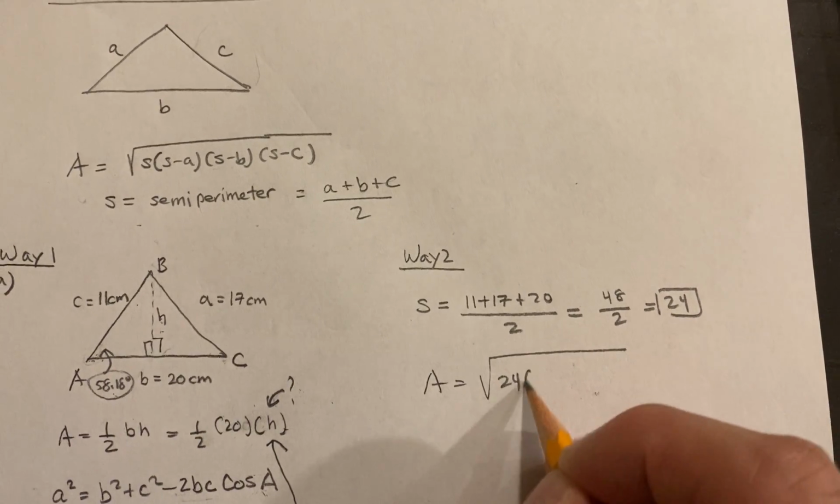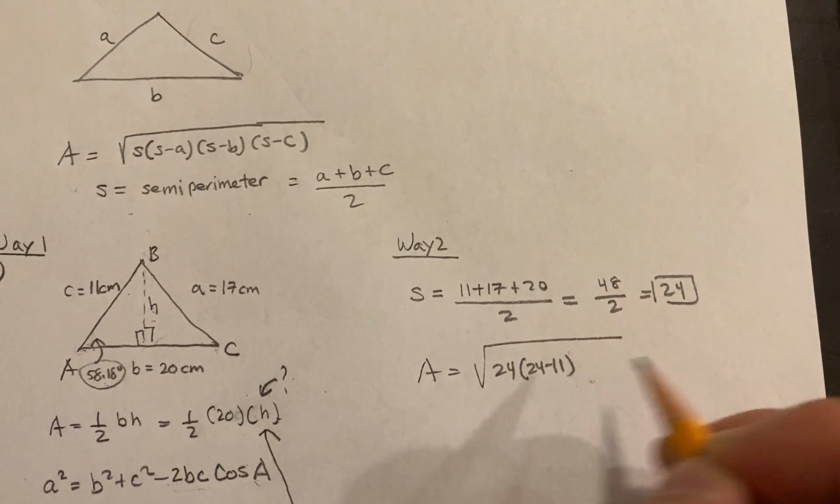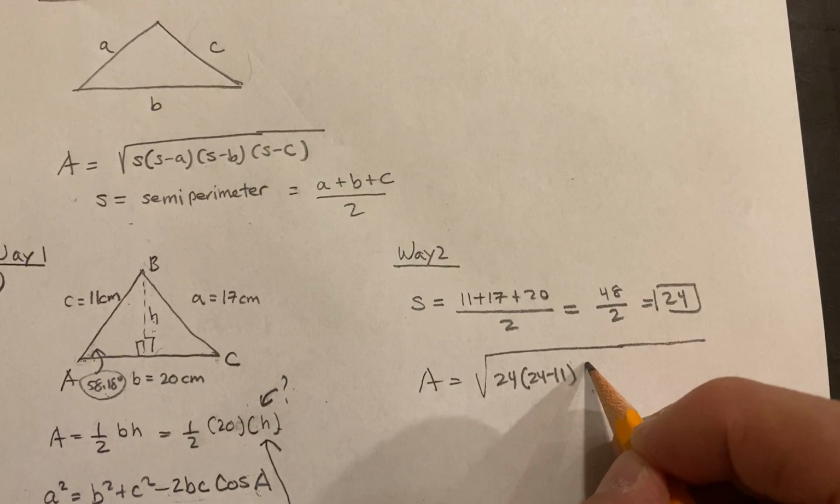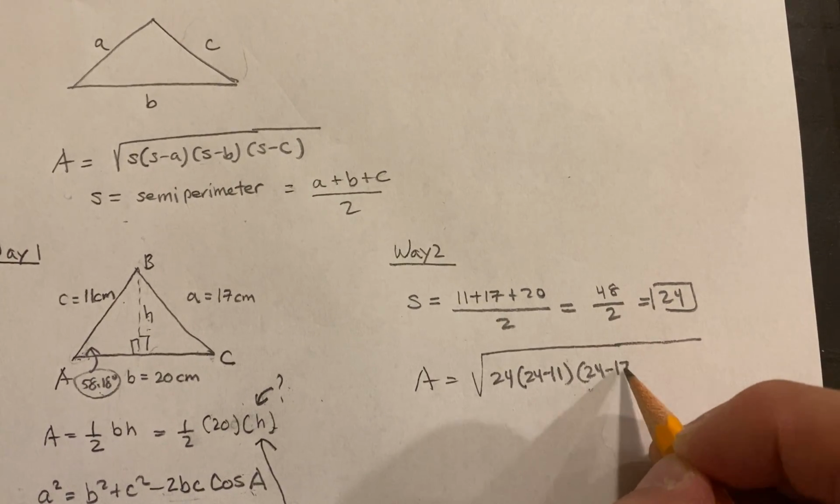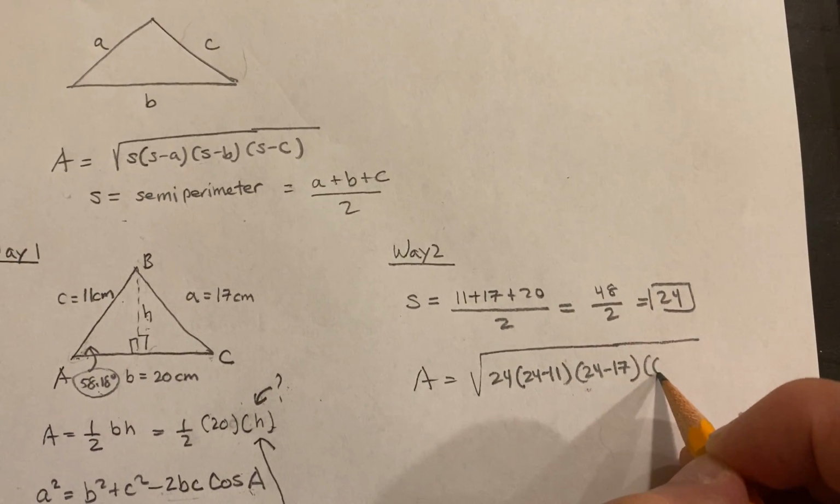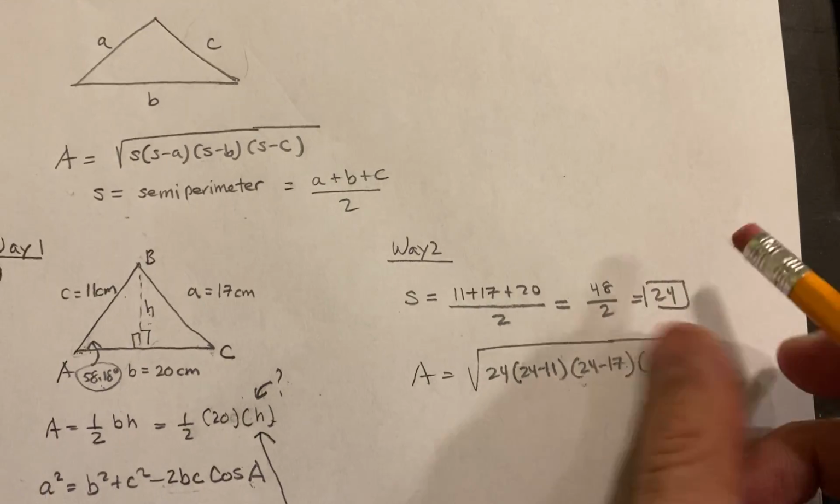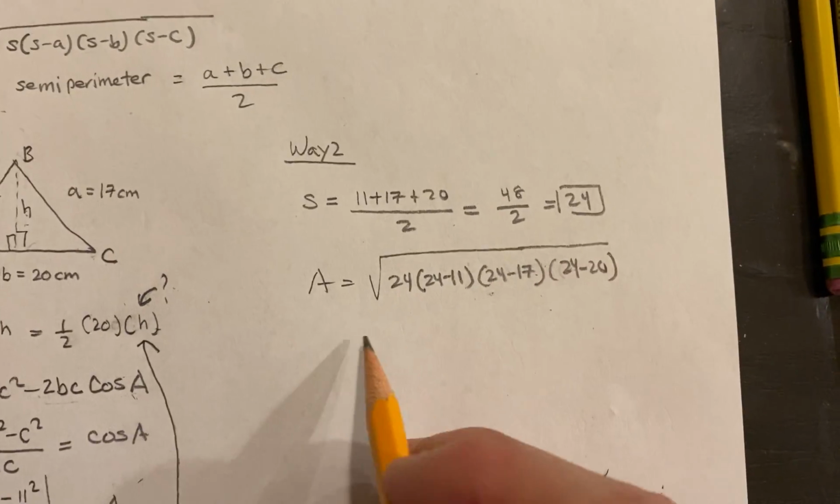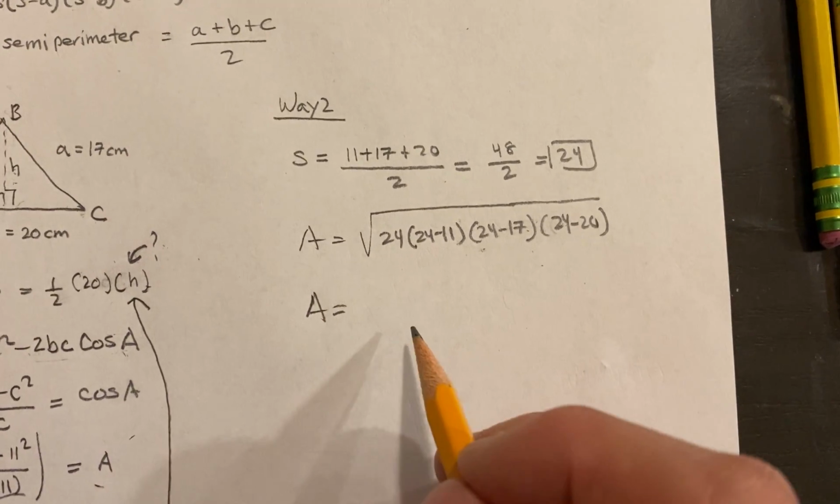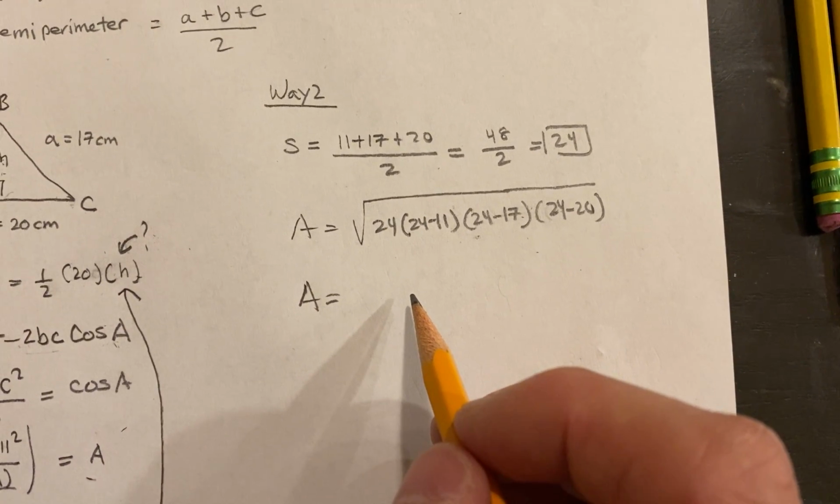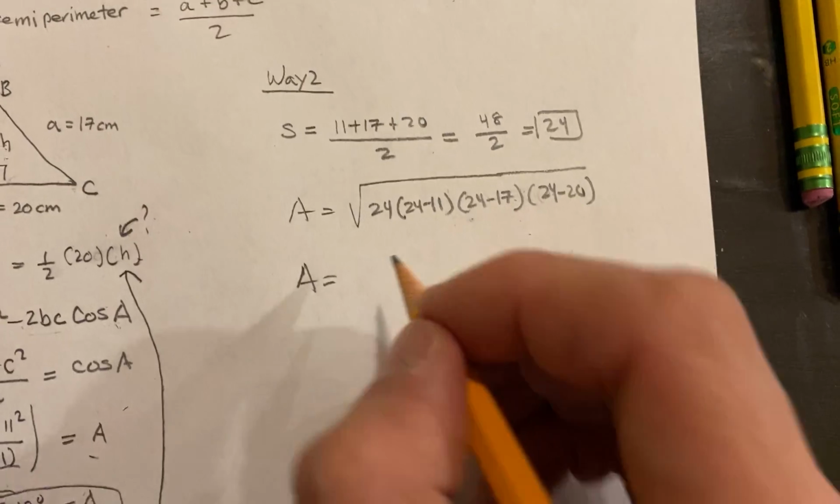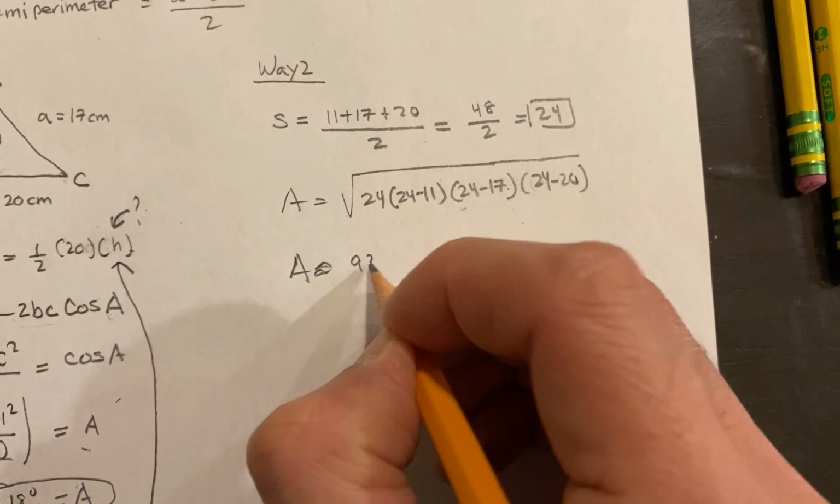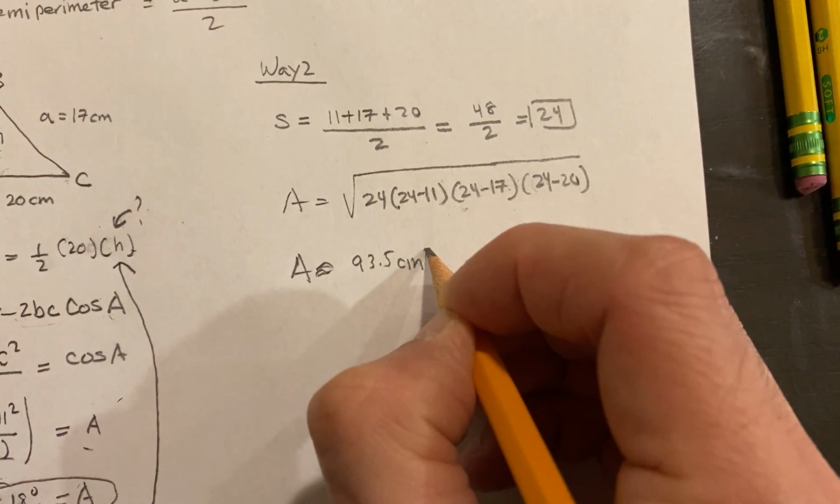And then you plug it in. So 24 times 24 minus 11 times 24 minus 17 times 24 minus 20. This one has not much thinking involved. You're just using the formula. And you should get the same answer. It's approximately 93.5 cm squared.